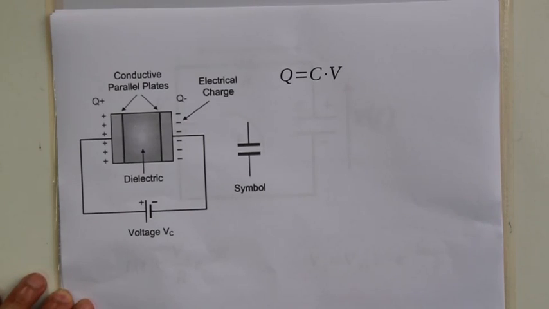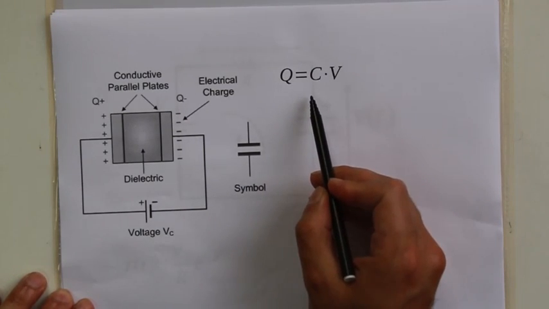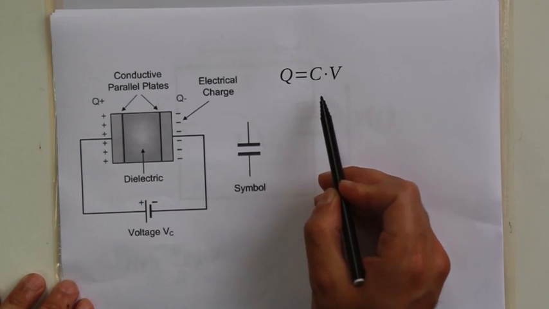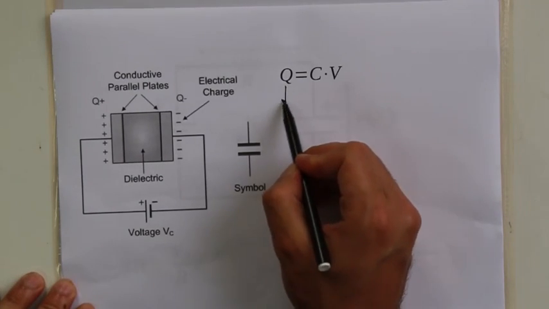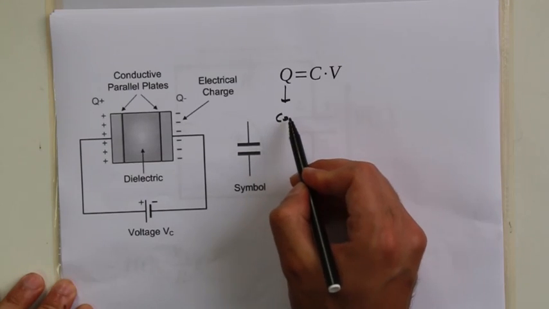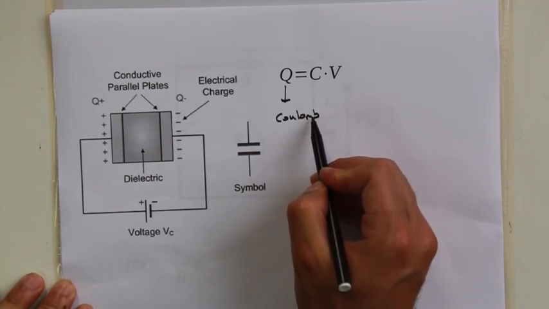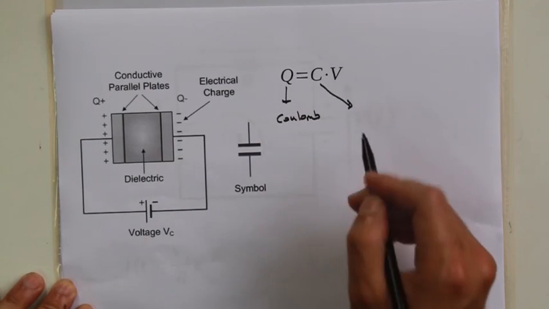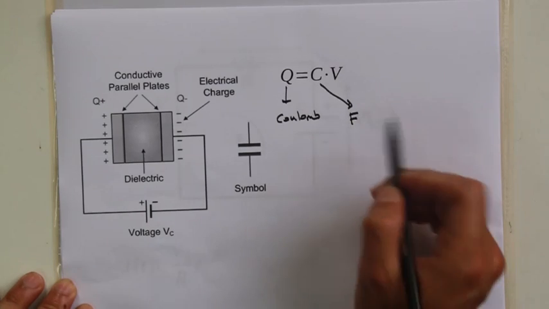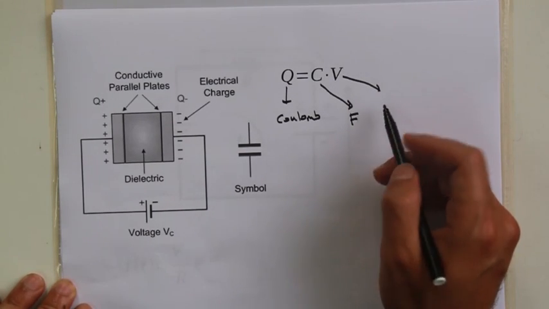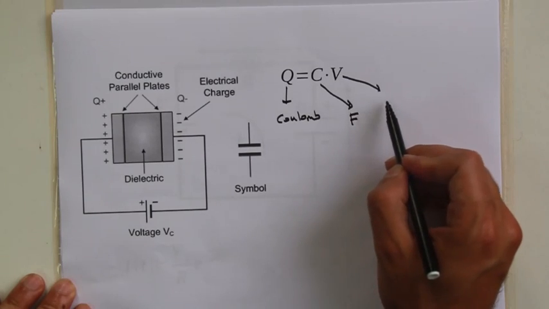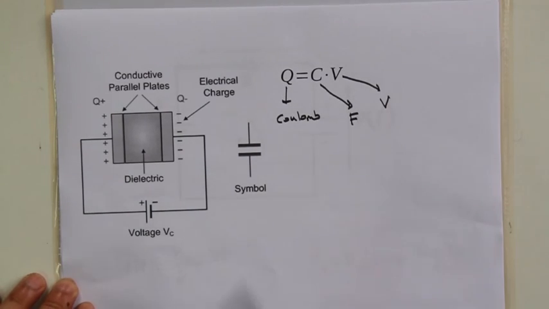Here, the equation gives us the charge in coulomb, which is equal to the multiplication of capacitance and voltage. Here, the charge is in the unit of coulomb. Capacitance is in the unit of farad, and voltage, as you know from the previous experiments, is in the unit of volts.